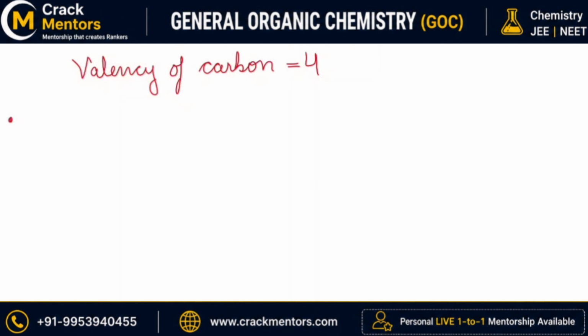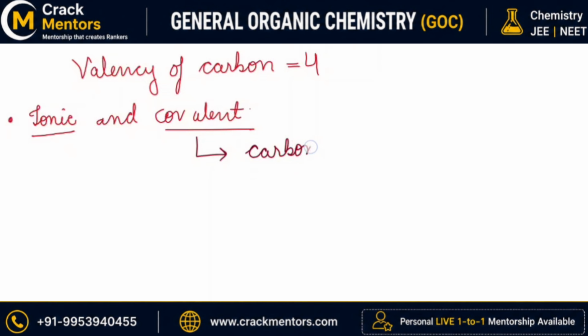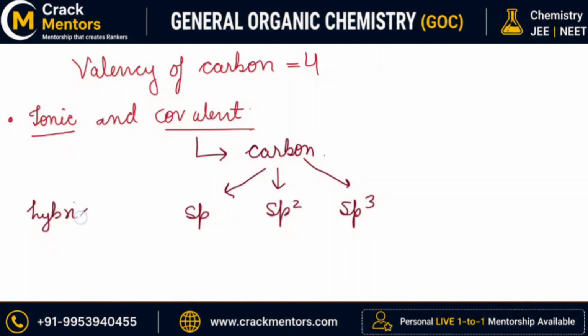You know that there are two types of major bond, that is ionic and covalent. However, in your class 12, you will also read about coordinate bond, but here there are two types, that is ionic and covalent. So, carbon in all these organic compounds forms covalent bond. And it also shows some common types of hybridization, which I will show you, that is sp, sp2 and sp3. These are the common types of hybridization shown by carbon.